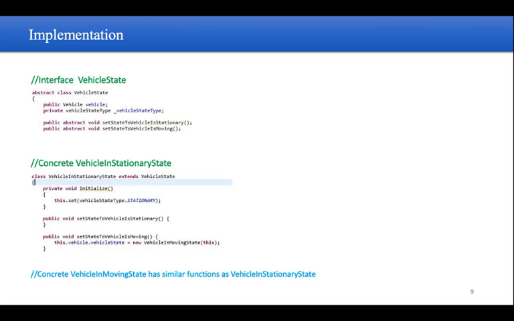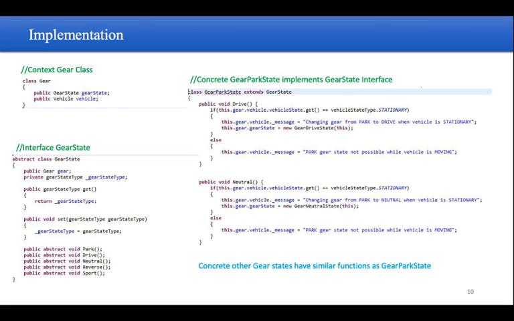Class vehicle state provides an interface which is implemented by the concrete classes vehicle in stationary state and vehicle in moving state. Class gear stores a reference to concrete state objects and delegates all its state-related behaviors. Gear works with a state via the common gear state interface.